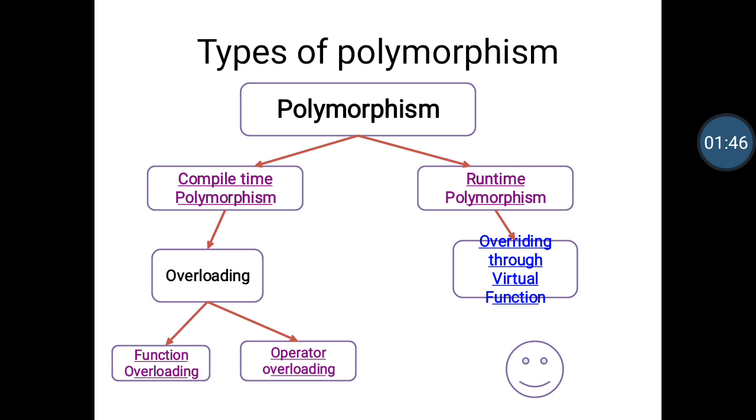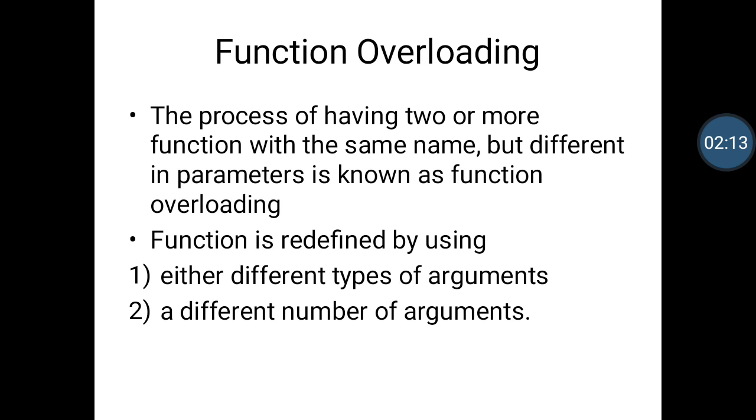Then we'll see the types of compile time polymorphism and runtime polymorphism. Basically, compile time polymorphism is exhibited by using overloading, whereas runtime polymorphism is exhibited by using overriding of the functions. Now, overloading is classified into two categories. One is function overloading and the other is operator overloading. Function overloading means we can provide the same name to different functions when the functions have different types of arguments and a different number of arguments.